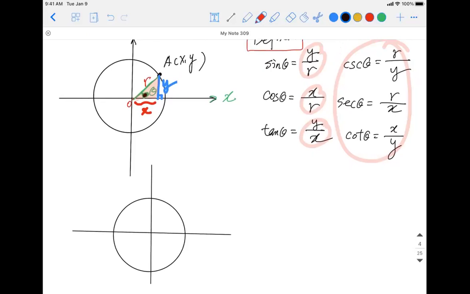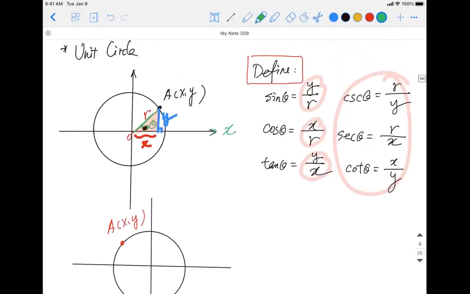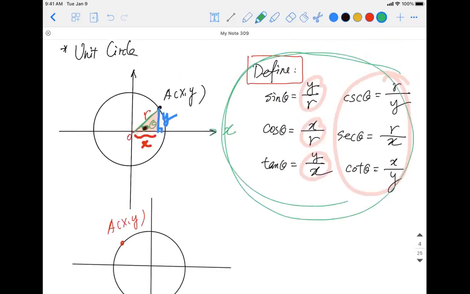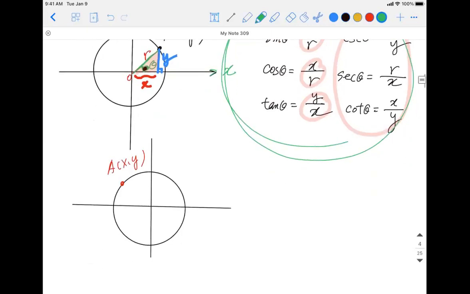So that being said, what about my point being here, (x, y)? Everything stays the same, right? All the definitions should be totally independent from where your point A is. Now your point A goes to the second quadrant, but all the definitions stay exactly the same. So let's have a quick look.